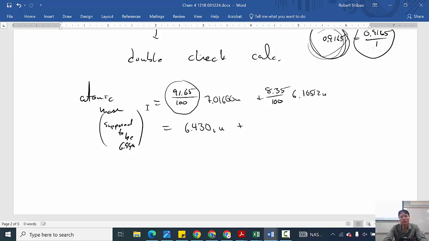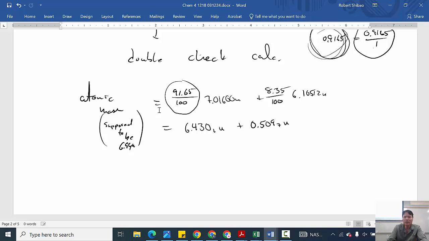Okay, let's do the other term here. 8.35 divided by 100 times 6.10512. How many sig figs am I allowed here? Actually, just 3 because of the 8.35. Correct. This is going to be 0.509, and then I'll carry an extra 1, 7.